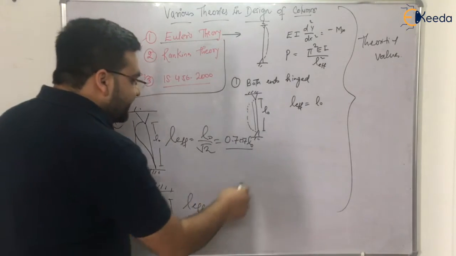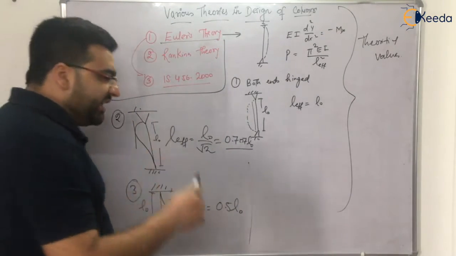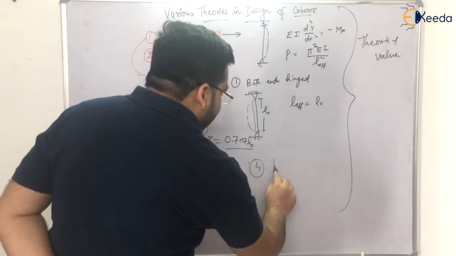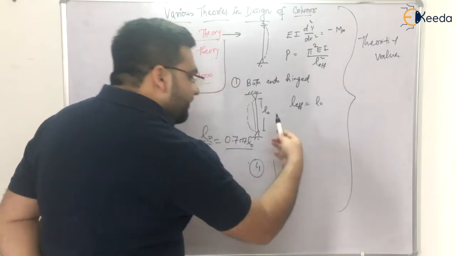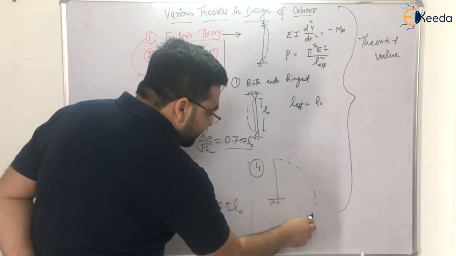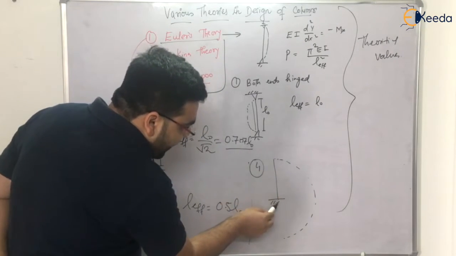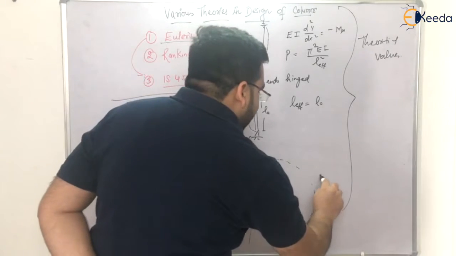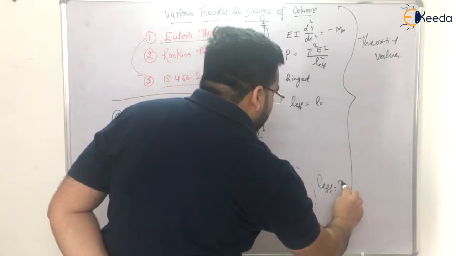Clear? The fourth case, which has been asked many times, is if one end is fixed and another one is free. So if you see, the deflection would be something like this. So this is L naught plus L naught, 2 L naught, right? So L effective will be equal to 2 L naught.